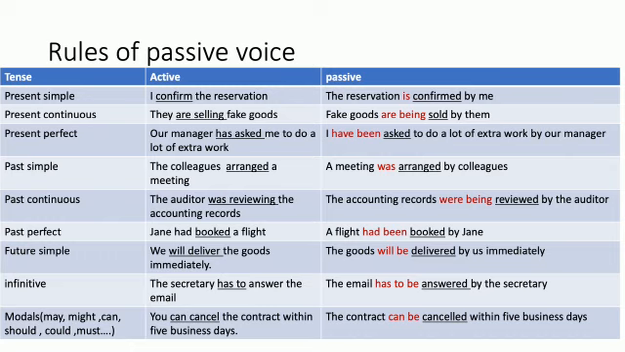Here you have an example with can. "You can cancel the contract within 5 business days." You can cancel: so can and cancel, this is the modal plus the stem or the verb in infinitive, cancel. Here, the contract, within 5 business days. "The contract can be cancelled within 5 business days."